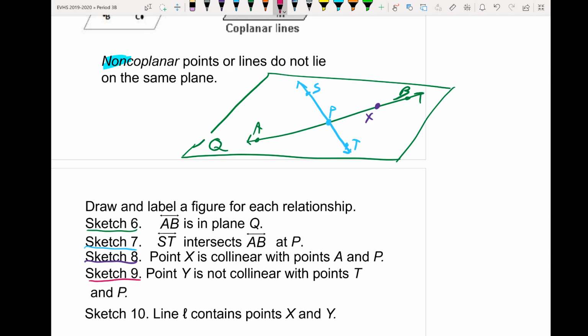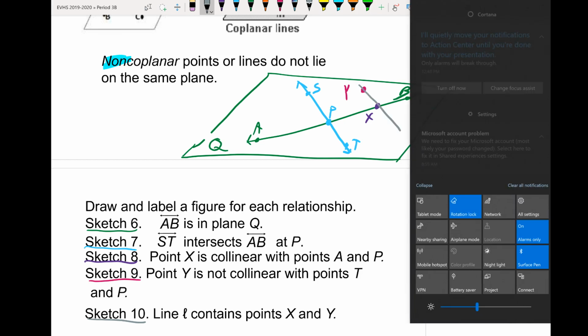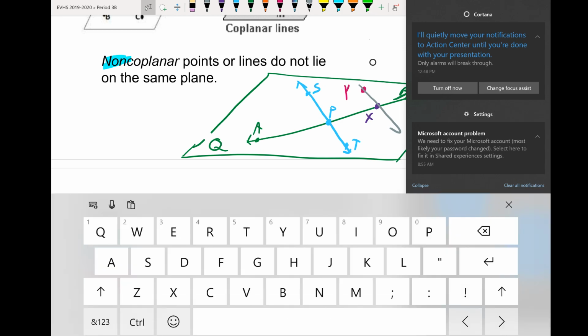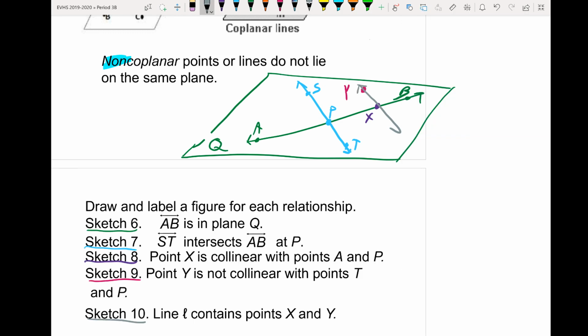Point Y is not collinear with T and P. So where do we put point Y? Anywhere you want, other than on the blue line. And then, sketch 10. Line L contains points X and Y. And then I'm going to label that L.